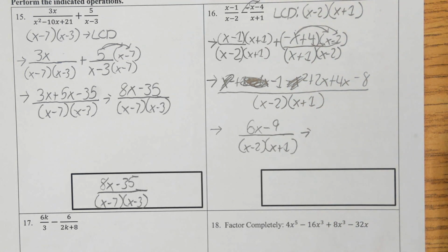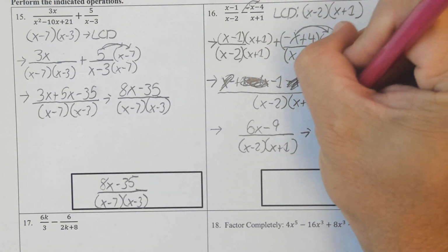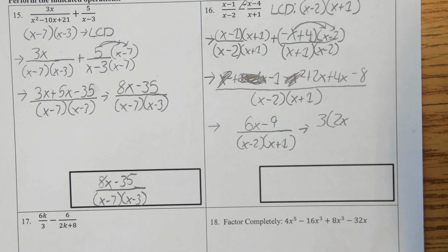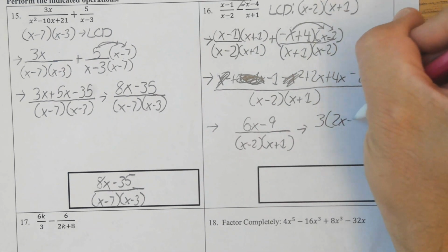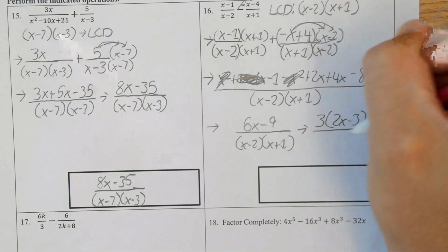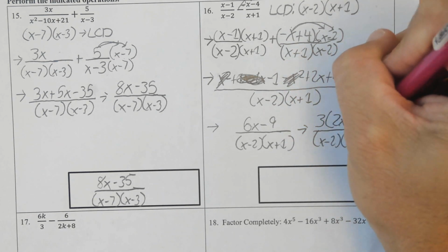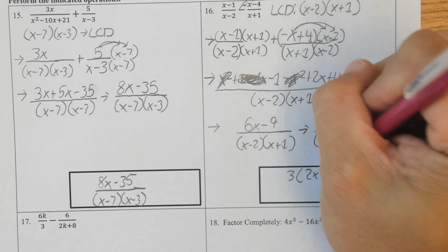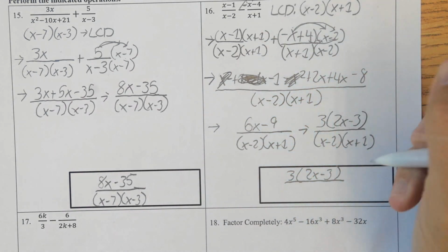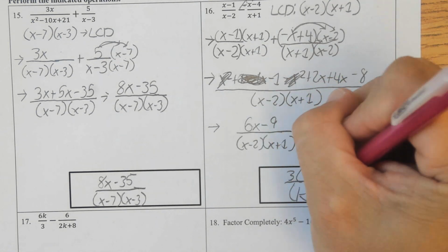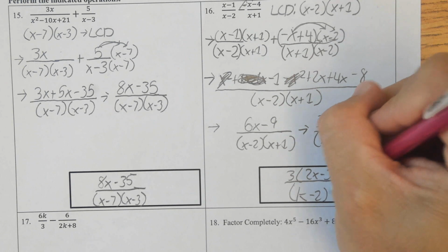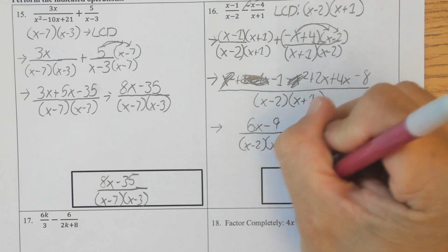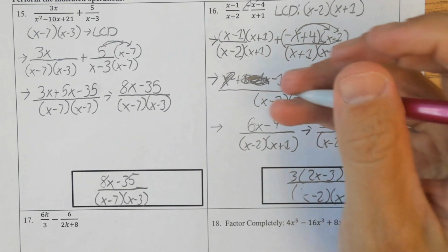Which again, we can simplify the top a little bit. You can take out a 3 there. And so that's going to leave you with 2x, because 6x divided by 3 is 2x. Minus 9 divided by 3 is 3. All over, sorry, I have no idea why I made that a k. That should be an x.